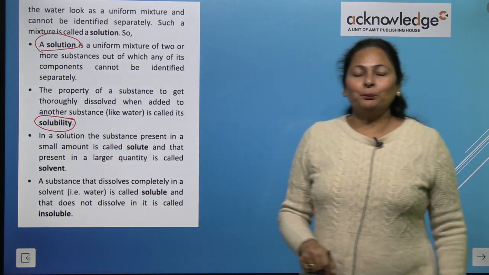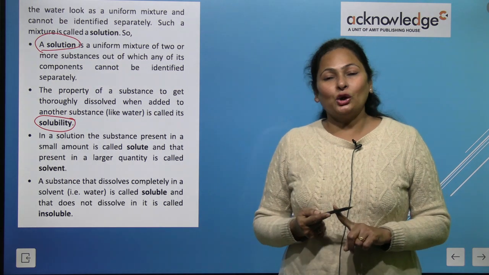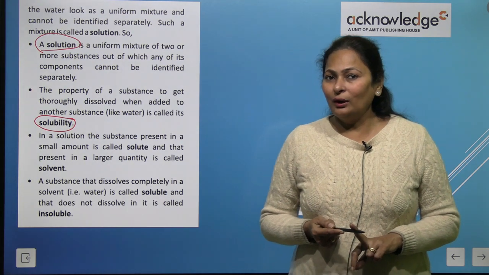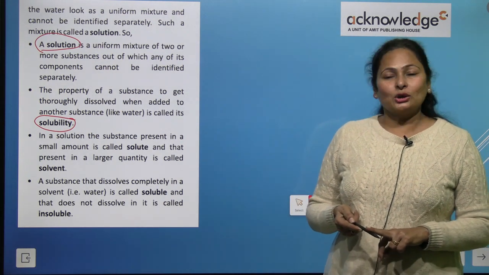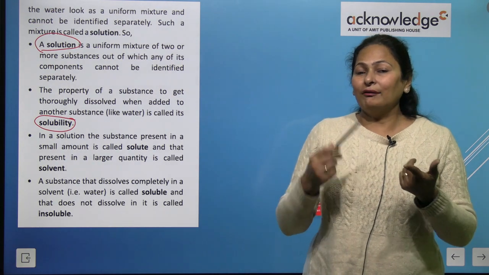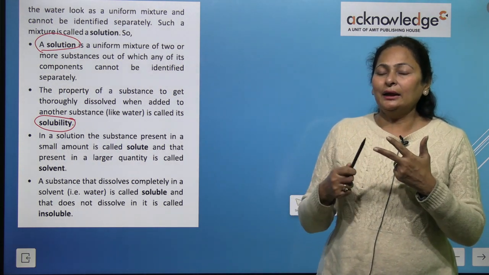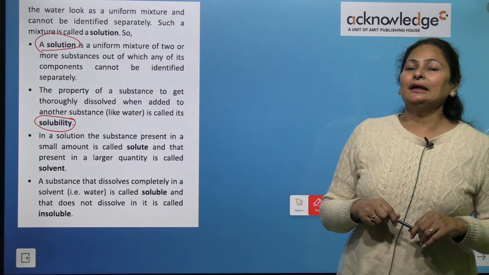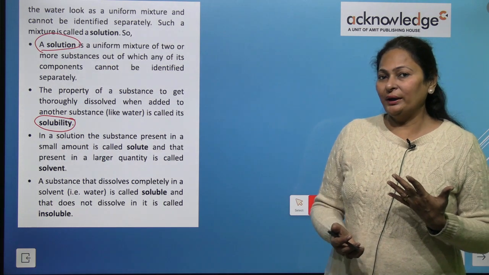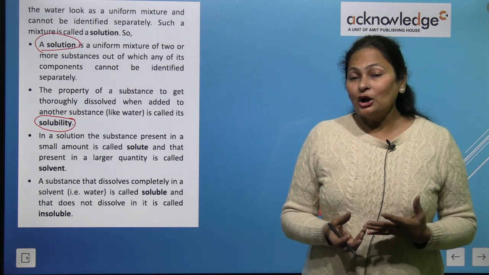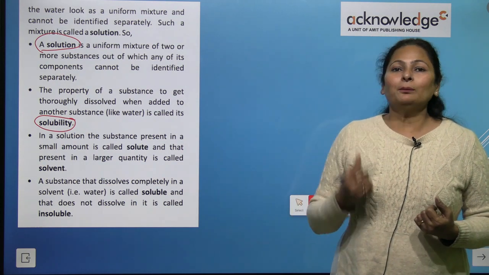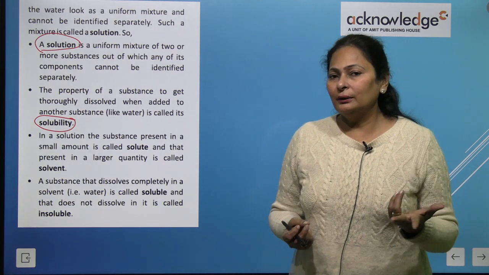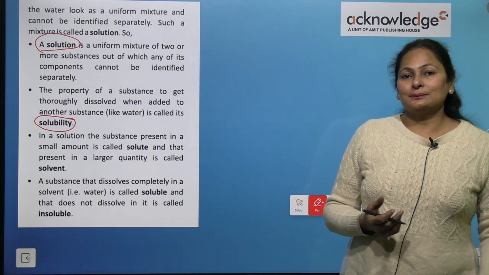Now, the property of a substance to get thoroughly dissolved when added to another substance like water is called the solubility. So salt is soluble in water. Yes, it is soluble. Sugar is soluble in water. Yes, it is soluble in water. So if a substance, any material or product, can be dissolved easily in water or other liquids, this is called solubility, right? So this is the solubility of salt, and solubility of sugar and other substances too, right?